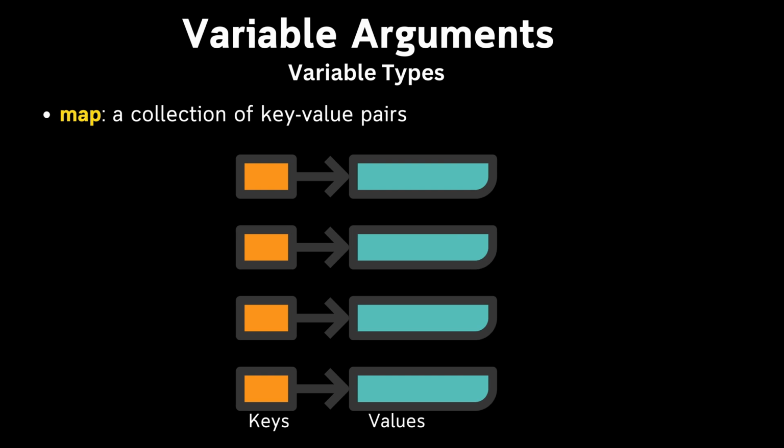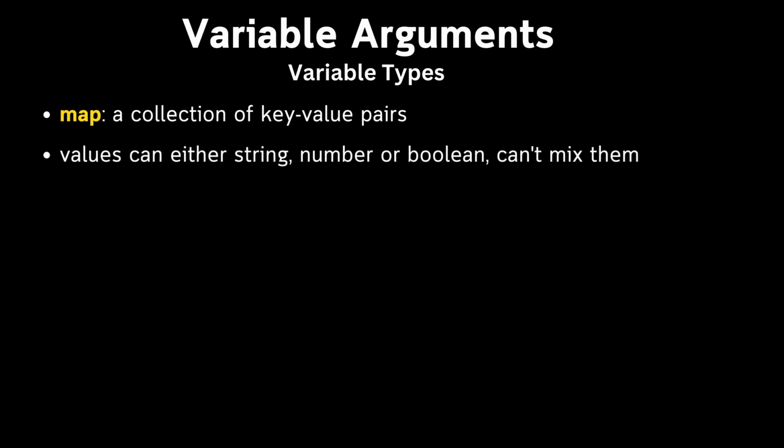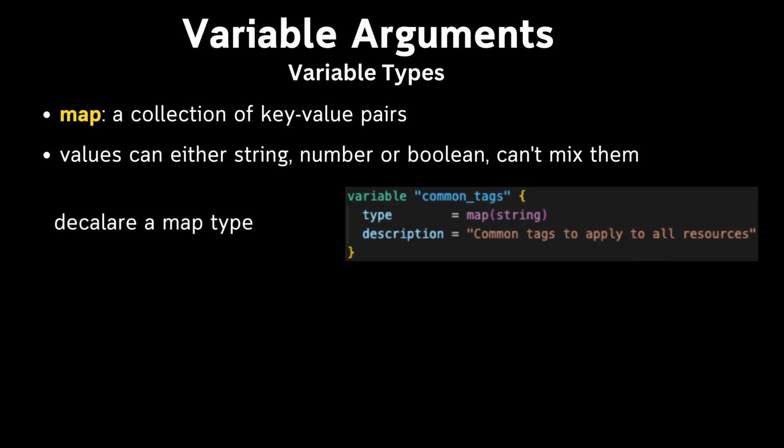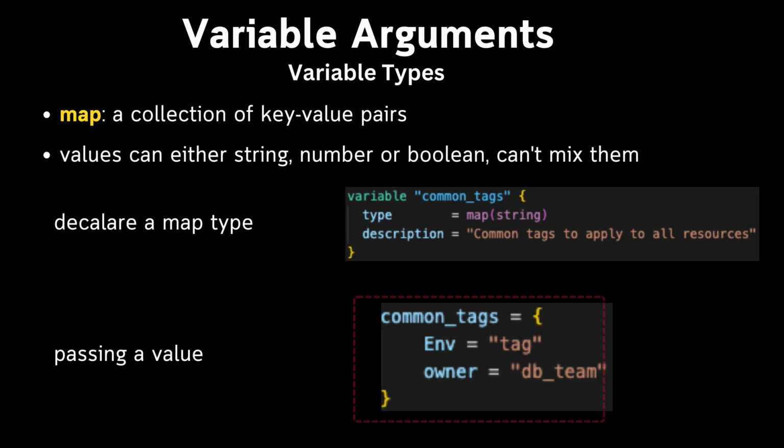Next, we have map. Map is a collection of key value pairs. Just like list, values of a map can be either string, number, or Boolean. You can't mix them. To declare a map type, you use the keyword map, and within the brackets, you define the value type, which is going to be either string, number, or Boolean. To pass a value to your map type, use the variable name as you see it here, and then you use curly braces and then define the key and then the key's value. Depending on the type you use, the syntax would vary. For strings, you would use double quotes, for numbers, you would just write the number, and for Boolean, it would be either true or false.